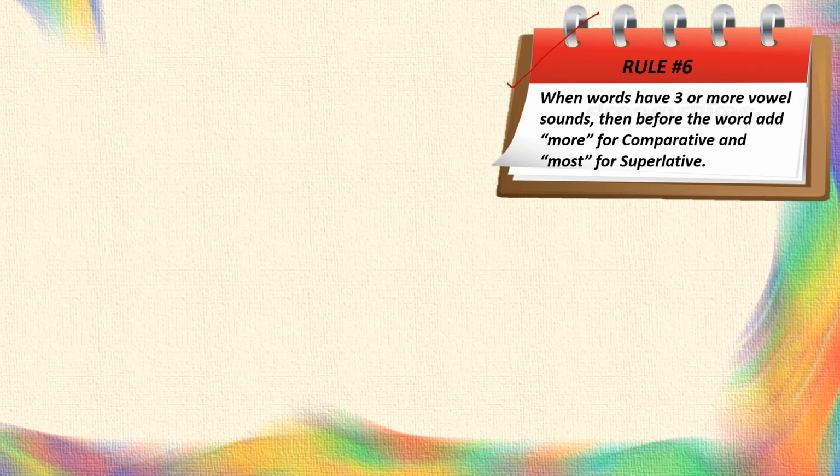When you have an adjective which has three or more vowel sounds, which has three or more vowels, then you keep that adjective as it is. For comparative, before that adjective we have to add more. And for superlative, before the adjective we will add most. Let us look at an example.